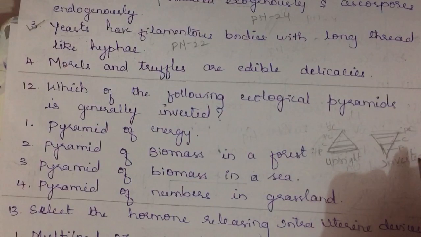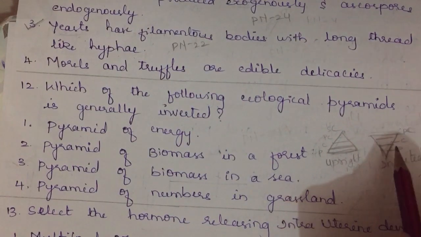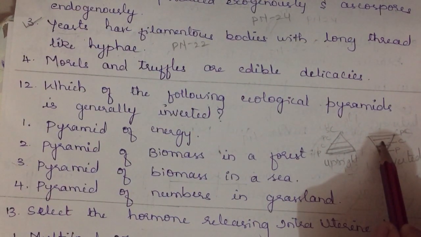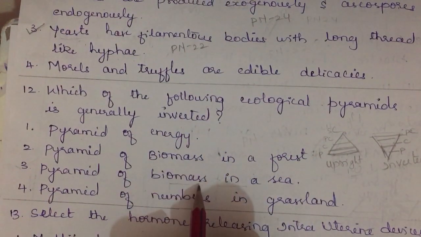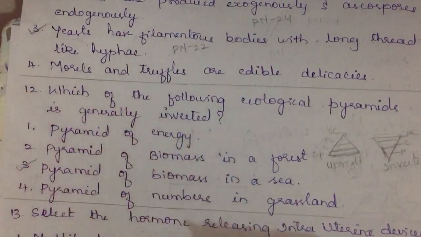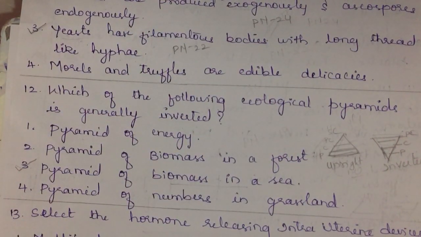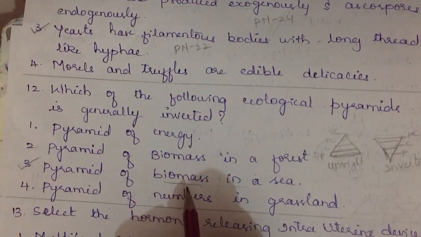How will it be inverted? We said producers are less. Plants are less in an aquatic ecosystem, whereas consumers, fishes, are more in an aquatic ecosystem. So that's why the pyramid of biomass in sea is inverted. The biomass of fishes far exceeds that of phytoplankton. Okay, the biomass of fishes is more compared to the plants. Phytoplankton means plants. Okay, so this is the correct answer.